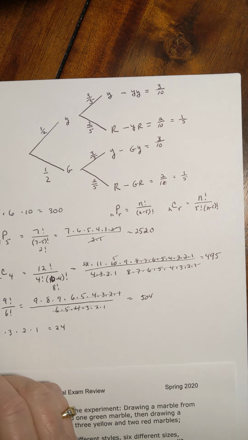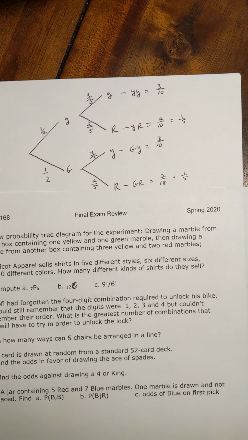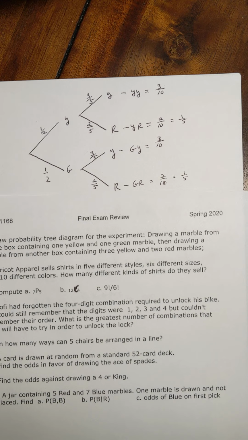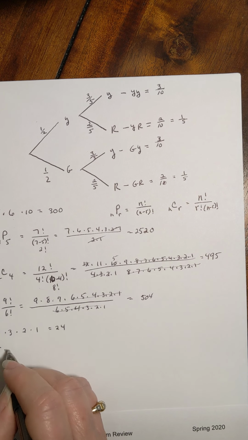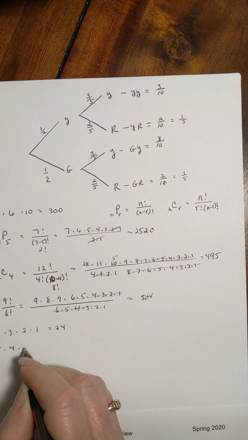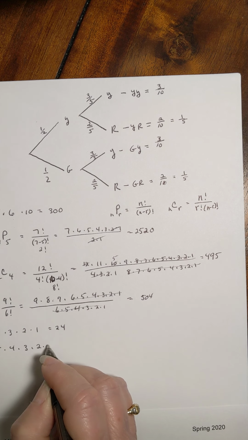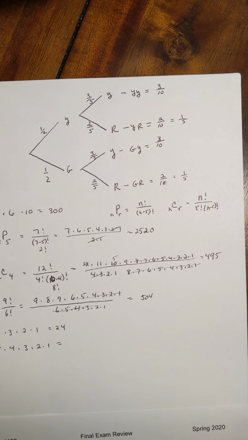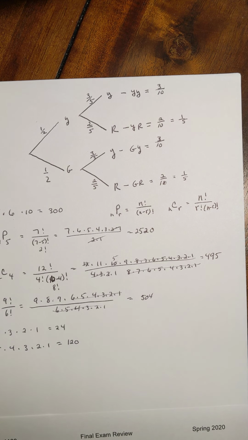Problem number 8 is basically the same question. It says, in how many ways can 5 chairs be arranged in a line? So there would be 5 ways to pick the first chair, 4 ways to pick the second chair, 3 ways to pick the third chair, 2 ways to pick the fourth chair, and 1 way to pick the last chair. And so that would be 5 times 4 times 3 times 2 times 1, and that is 120 if you multiply it out.